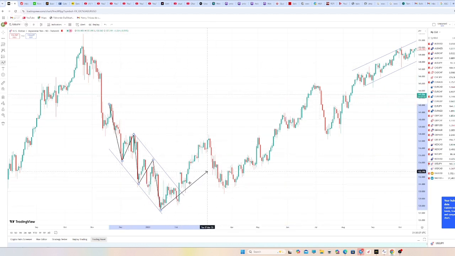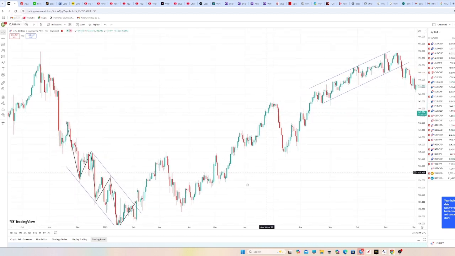All I wanted to see was price to break out of the correction, which is what happened here. And once price broke out of the correction, what happened? It caused price to completely reverse from this bearish move to a bullish move. And it is exactly what happened.